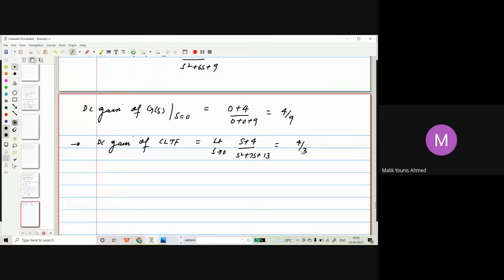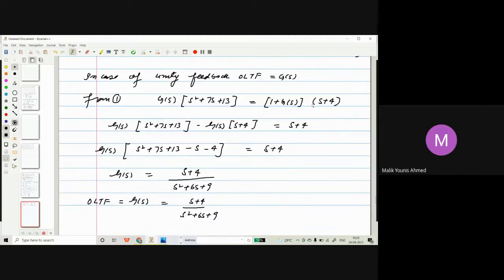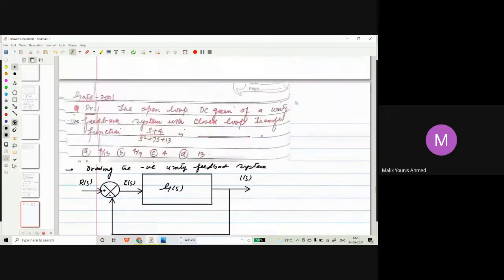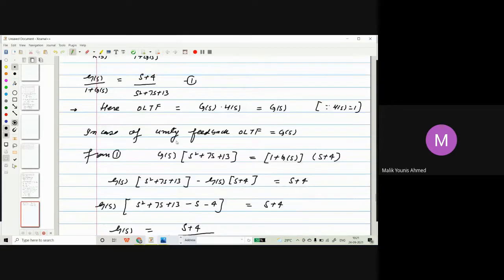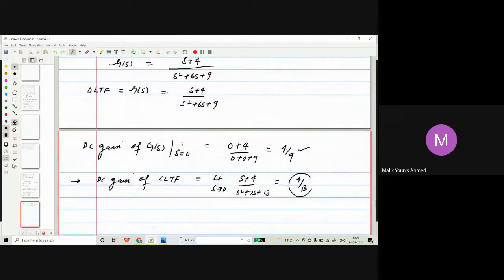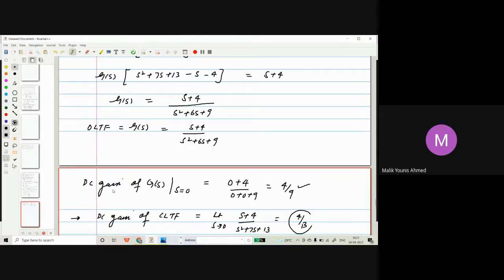But our answer is not 4 by 13. Our answer is this one. Why? Because he has asked for an open loop. See, the question is: open loop DC gain of a unity feedback system with a closed loop transfer function. The closed loop is given, but you have to find its open loop. So you simply make the open loop transfer function and find its DC gain. I hope this question is very simple. There is nothing difficult in this. Okay.